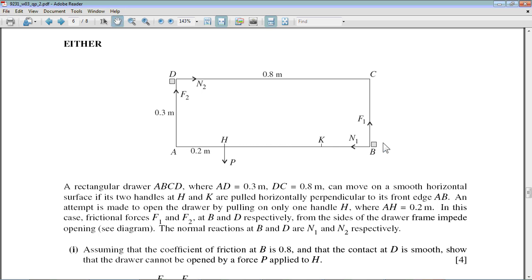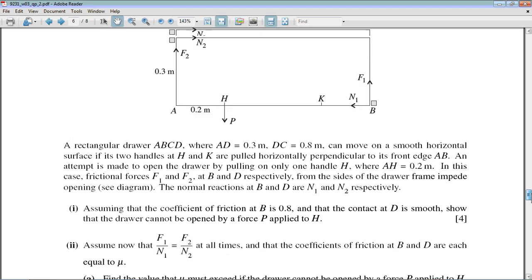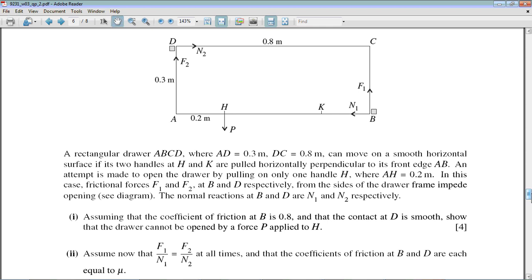So if you do want to watch this video, you can read the question here, or at least read the first part of it. It's a bit difficult to put all of it on the screen. So let's read together the description, and then let's look at each of the parts of the question in turn.